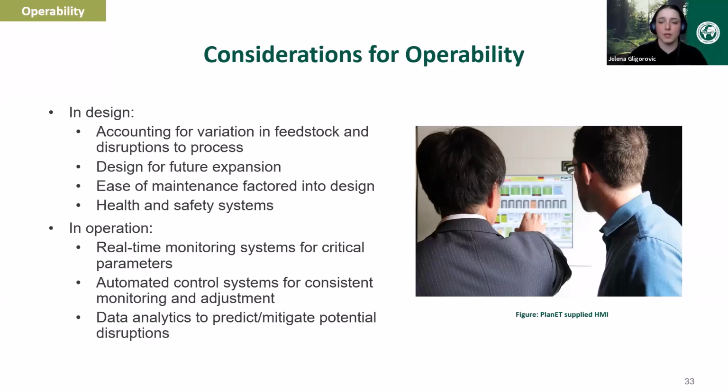There should be consideration for ease of maintenance, so space for work, having redundant systems, standby systems, and then also accounting for a health and safety system, so ventilation, gas detection, emergency shutdown, that kind of stuff. In general, I recommend spending more time in design with operator feedback in your design sessions and your HAZOPs, doing lessons learned. And then in operation, making sure that you have real-time monitoring systems is essential for operability, and having data analytics to predict any potential disruptions.